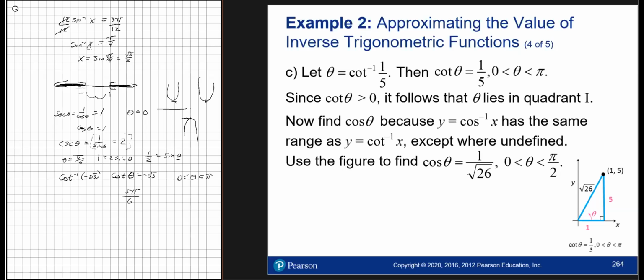They could have done sine and said 5 over the square root of 26 and would have gotten the same angle, which is 0.37 radians. All right.